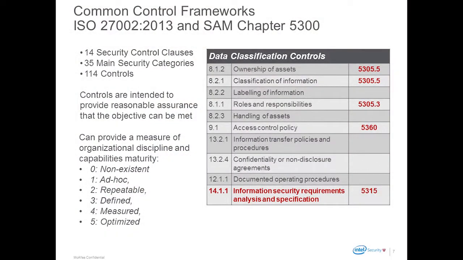A common framework outside of state government is ISO 27002, which identifies several control clauses, security categories, and 114 controls that can be implemented to mitigate risk to an acceptable level. The State Information Manual, Chapter 5300, aligns very closely with ISO 27002. And those controls are designed to provide reasonable assurance that an objective can be met. It also provides a means for the organization to measure their operational maturity.